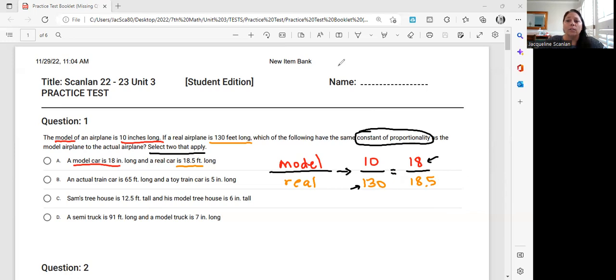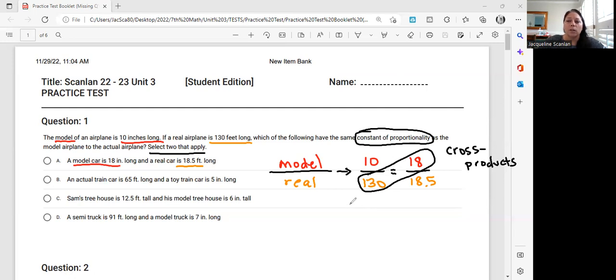I know that, maybe you didn't know that. So I'm going to actually go back and show you the math to tell you how I would approach these problems. I'm going to use what's called cross products. All right, so you might want to write that down in your notes. You want to use cross products. Well, what are cross products? That's when we take our two numbers that are diagonal from each other and we multiply them together.